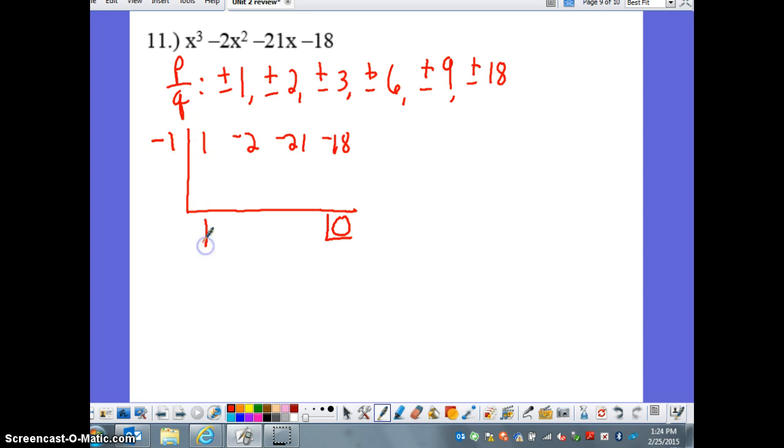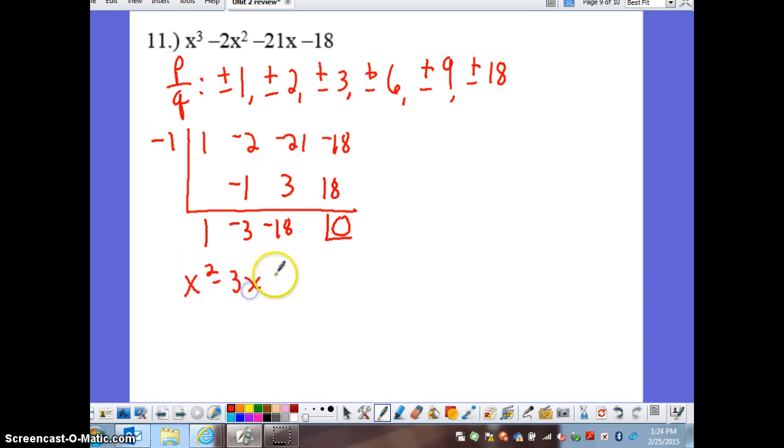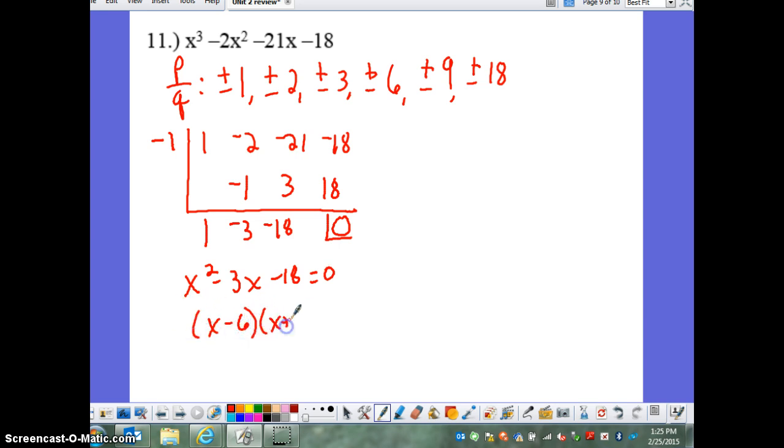So here I pull down my 1, multiply, negative 1, add, negative 3, multiply, you get 3, add together, you get negative 18, multiply 18, and you can see when you add, you do get the 0 there. I'm left with x squared minus 3x minus 18. I set that equal to 0. This is going to factor into x minus 6, x plus 3.